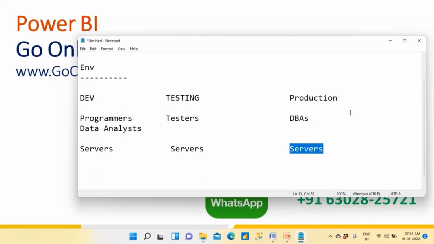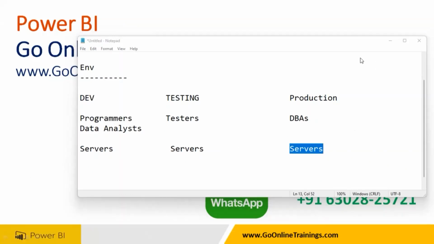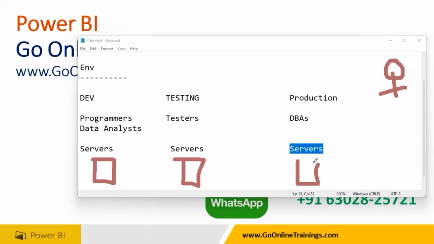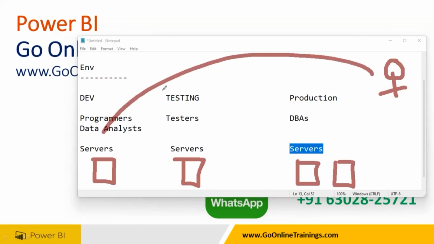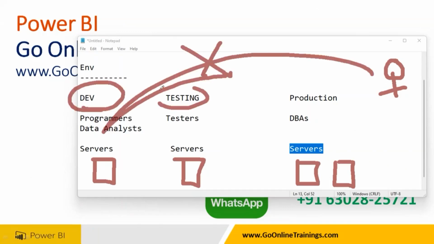Clear? But the end user, for example, you are the end user. The end user is always connected to which server? This is one server, and you may have a couple of servers here. The end user is connected to this server. The end user is never connected to either a development server or a testing server.